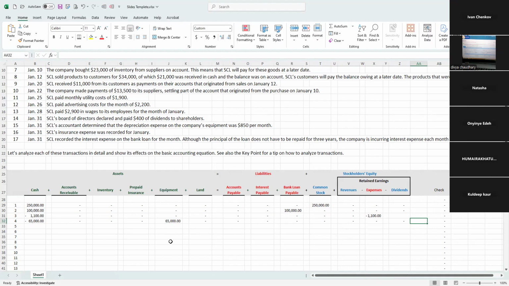So let's stop for a second and think, what happened here? We converted one asset into another asset. Make sense? Yes, Professor. So what happened is, I had cash, I didn't have equipment. But now I have equipment, but I don't have the cash. That's all that happened.